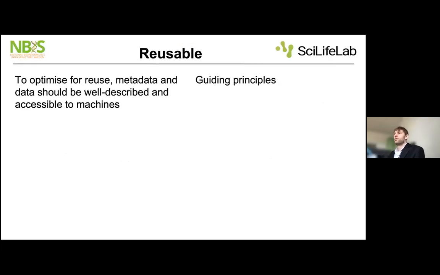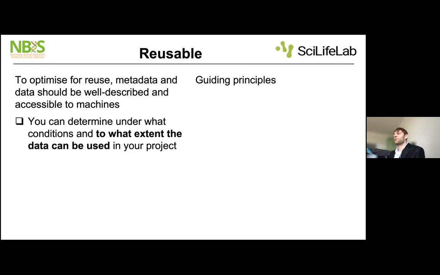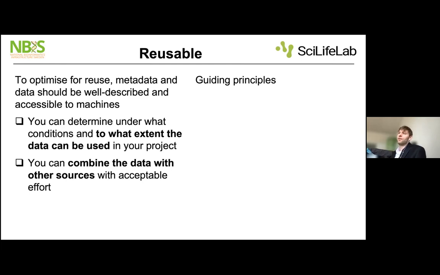For reuse, we should make sure that data is well described and accessible to machines. And that means that you should make sure that you have made clear to what extent the data can be used in your project. And also that you can combine the data with other sources with acceptable effort. So it should be easy, and facilitating reuse is the key in the FAIR principles.